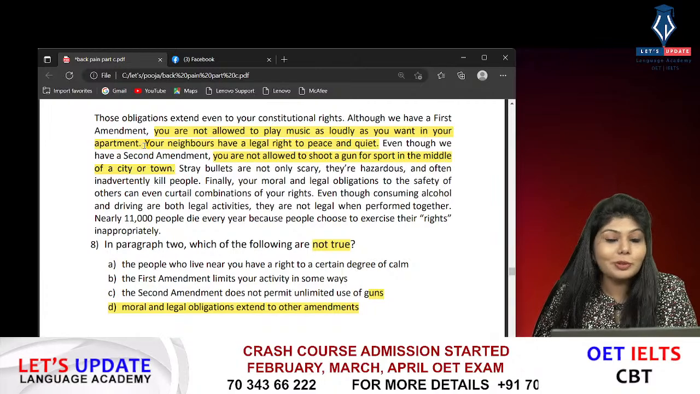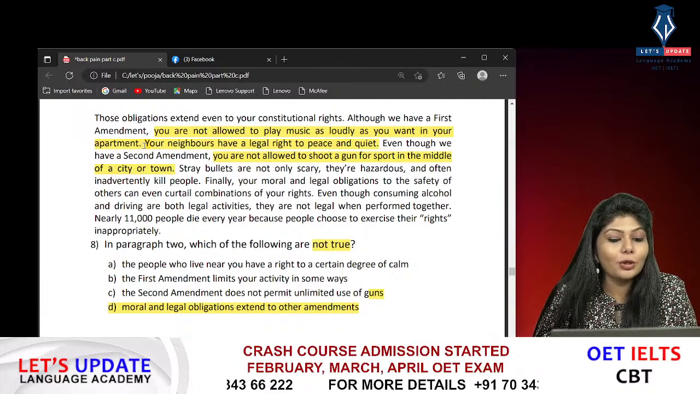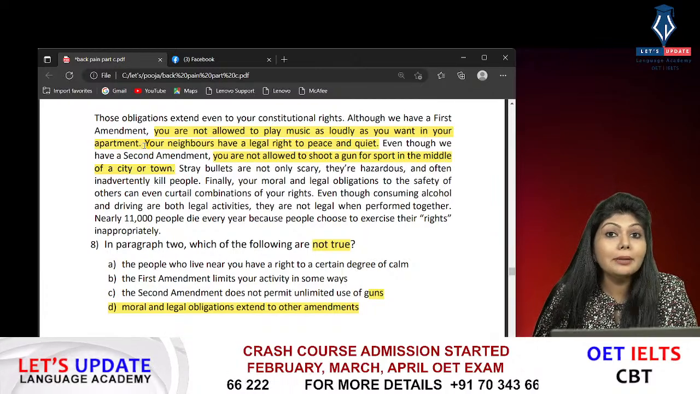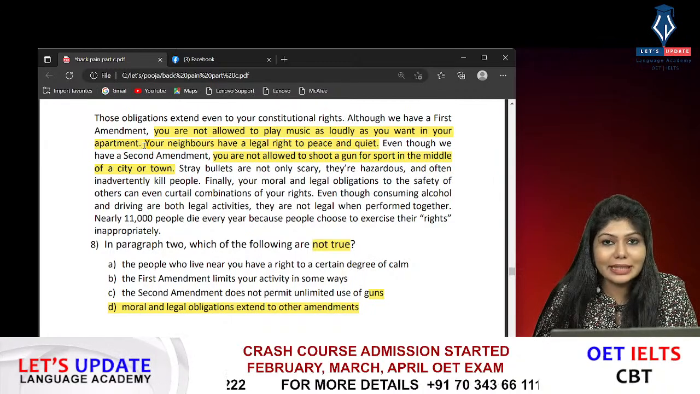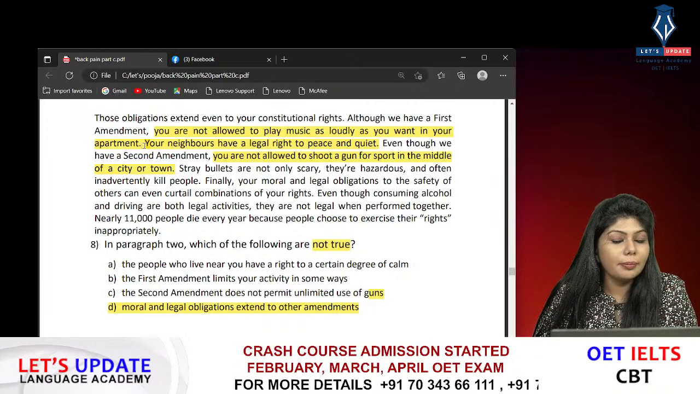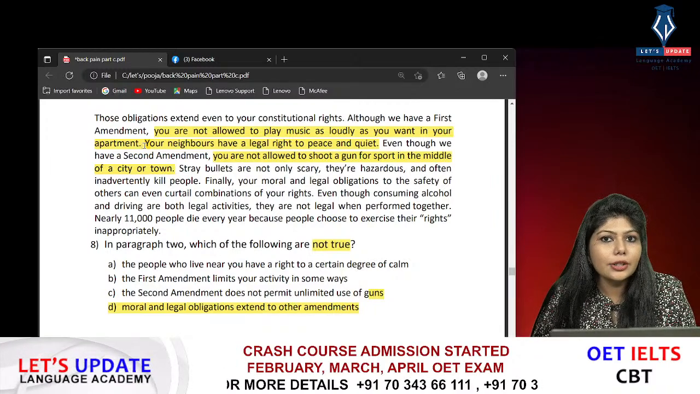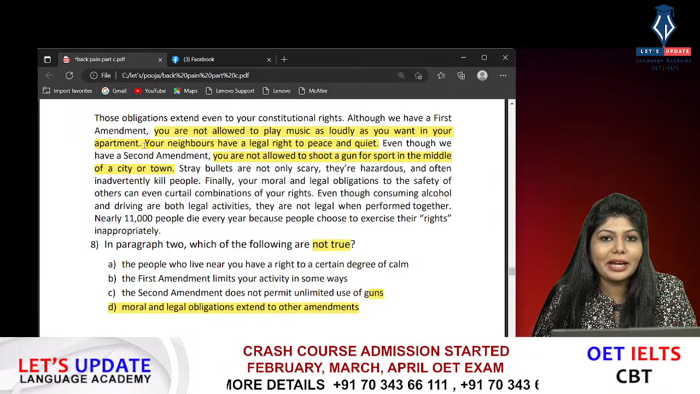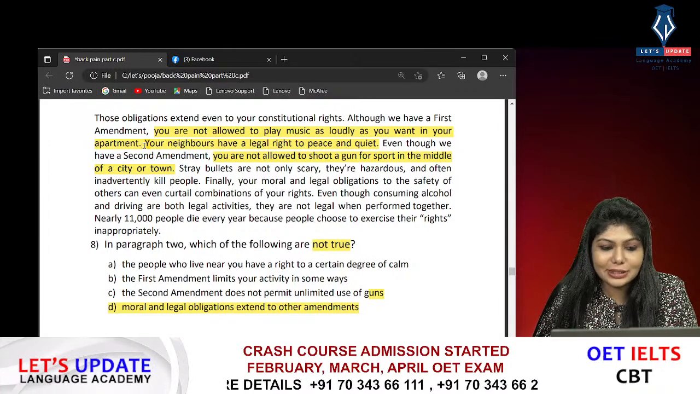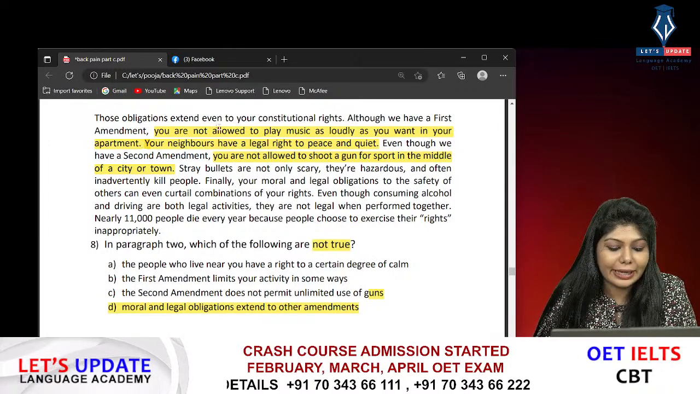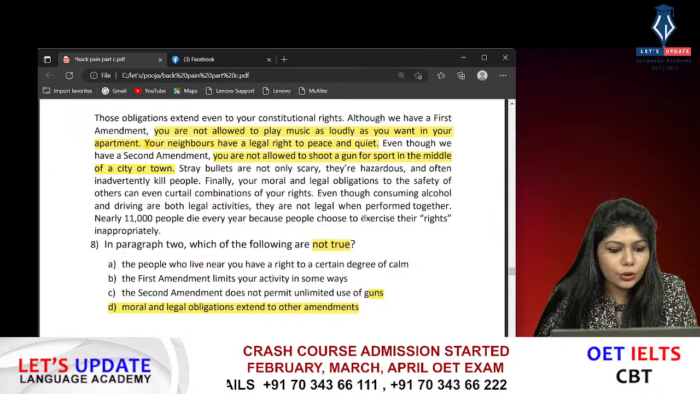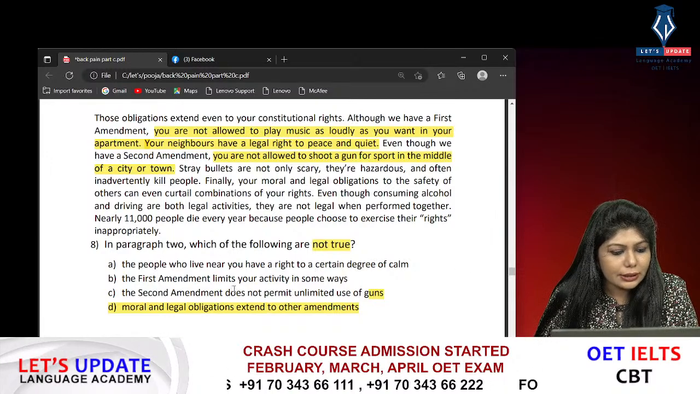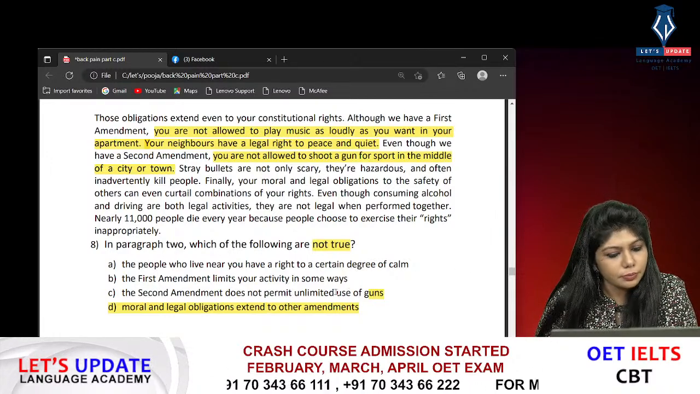But the problem is, you are not allowed to shoot a gun for sport in the middle of a city or town, because that's scary and it might cause a lot of harm. And because of that, it restricts your right to shoot in the middle of a city. So in that way it limits that kind of activity. Because of which option C is also mentioned.